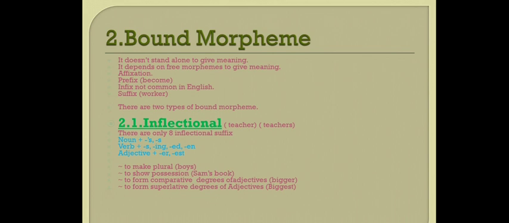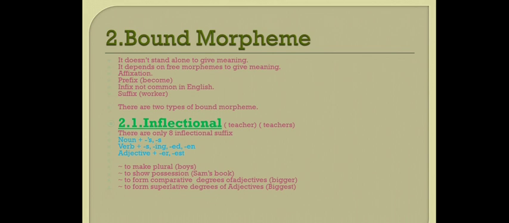shorten. Okay, let's talk about adjectives. In adjectives, there are two inflectional morphemes that are used. One is used for the comparative degree of adjectives, and another is used for the superlative degree of adjectives. Like there is the word bigger, so it's the comparative degree, er, and biggest, the superlative degree.